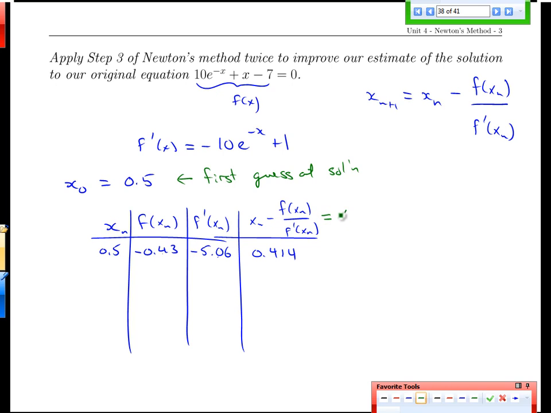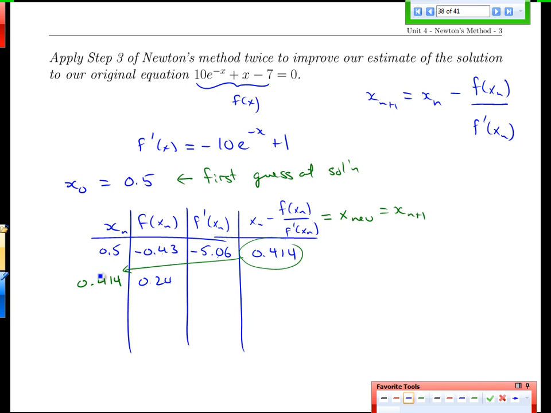And the important thing to remember is this is our x new, or x n plus 1. So this literally gets copied down to here. It's our next best guess for the location of the root. Okay, so we think 0.5 is close to the solution here. I think 0.414 is closer still. And now we're going to go through this one more time.